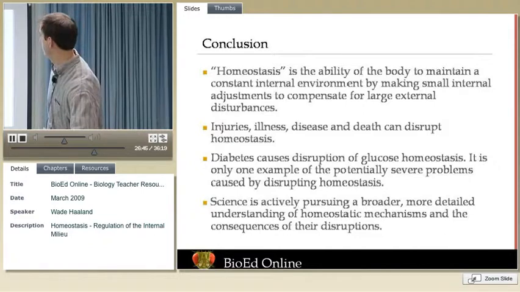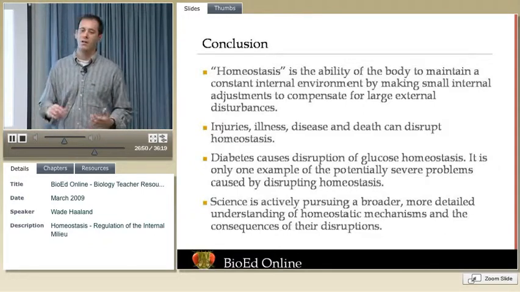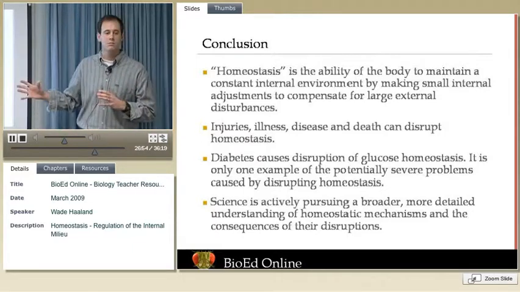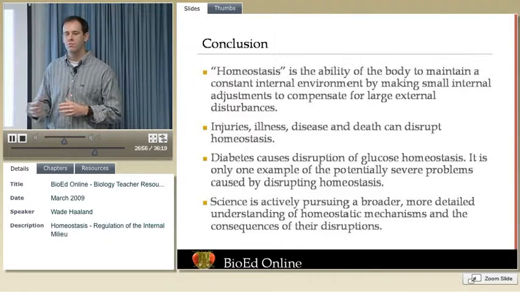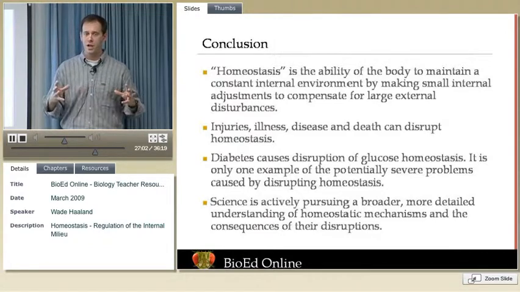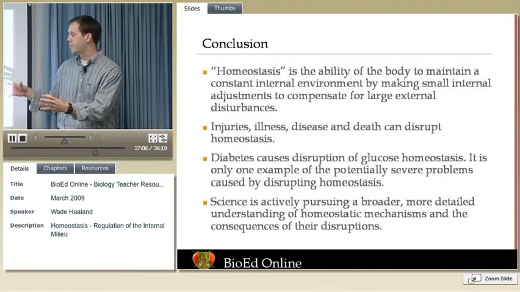So just in review, homeostasis refers to the ability to maintain a constant internal environment. If there's one message I want you to take home, that's it. That's what a homeostatic system does. It regulates and maintains a constant internal environment, because our internal environment can't stand big changes that are caused by big changes in our external environment.